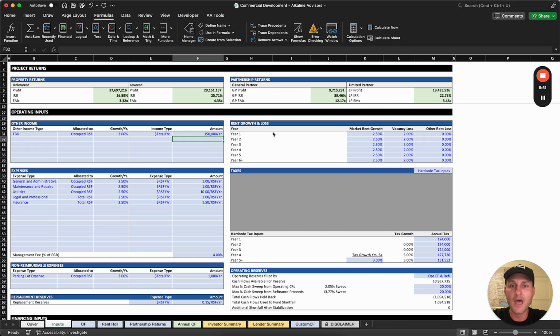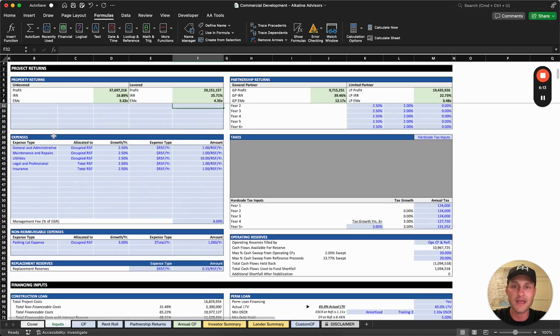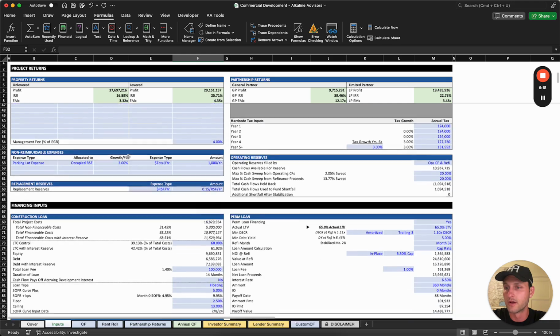So let's make this 150,000. Then we'll jump to the rent growth and loss section. We have market rent growth, we have vacancy loss, and then other rent loss, just so you can factor in some growth and loss. And again, we'll get into the specific nuances of the individual lease agreements of each tenant. Expenses are going to operate very similarly to other income. And again, these are phantom numbers. They're not real numbers. They're just for show for this walkthrough.